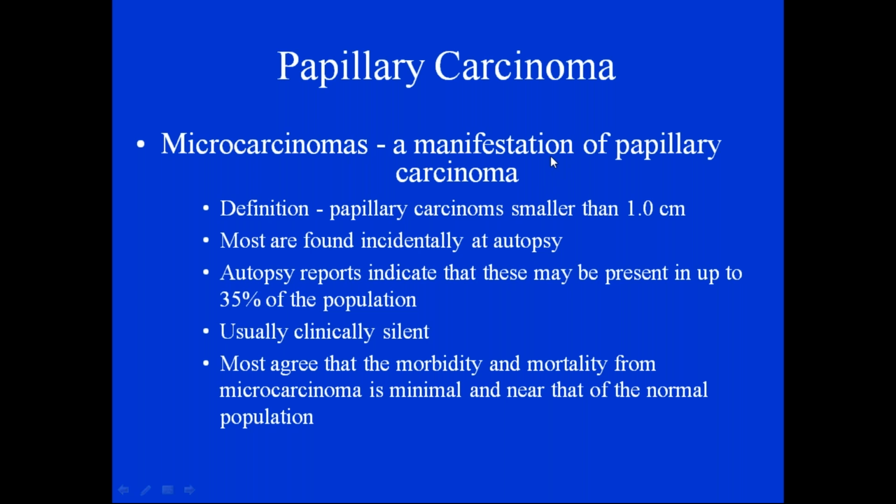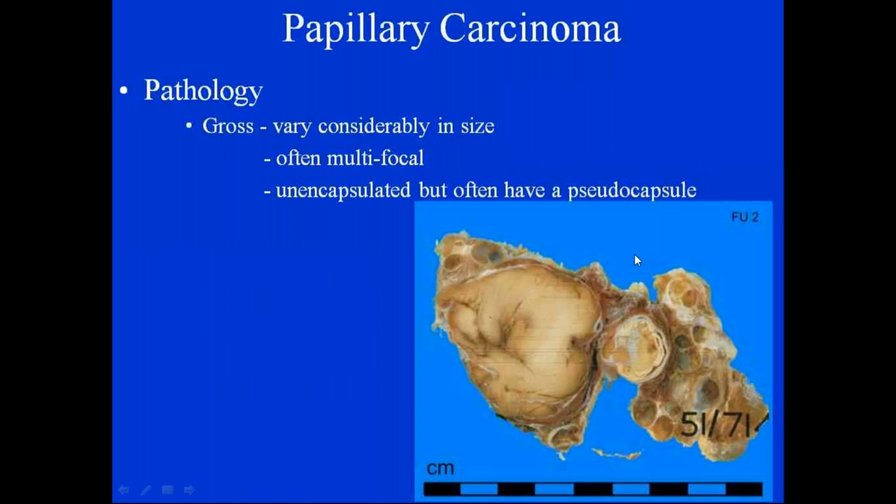Microcarcinoma is generally a manifestation of papillary carcinoma, meaning the papillary carcinomas are smaller than 1 centimeter. So you have microcarcinomas in papillary carcinoma. Pathology is often multifocal and unencapsulated. It's not encapsulated. The capsule means the cancer will come out of the capsule.